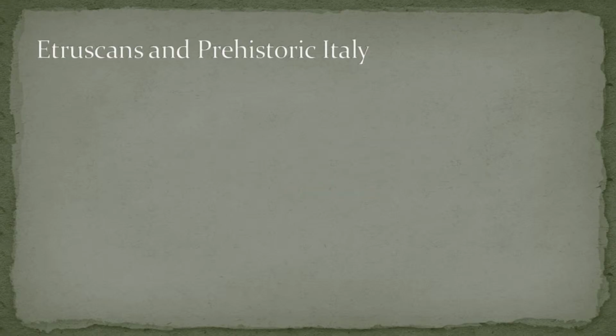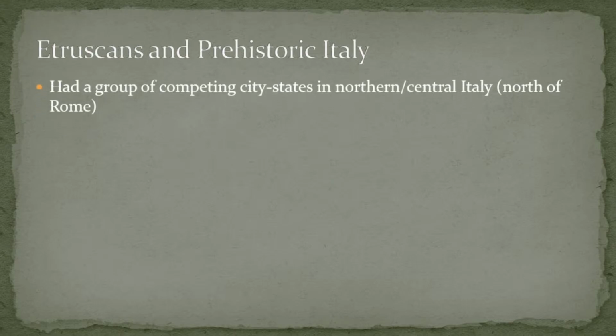So let's go way back. Prehistoric Rome, or prehistoric Italy, I should say. Competing city-states in northern and central Italy, which is north of where modern-day Rome is, and north of where Rome would be.